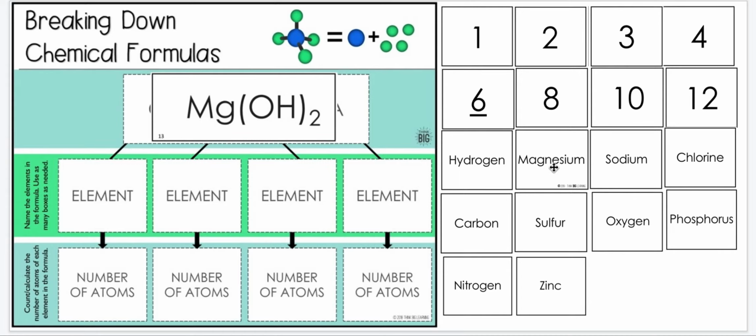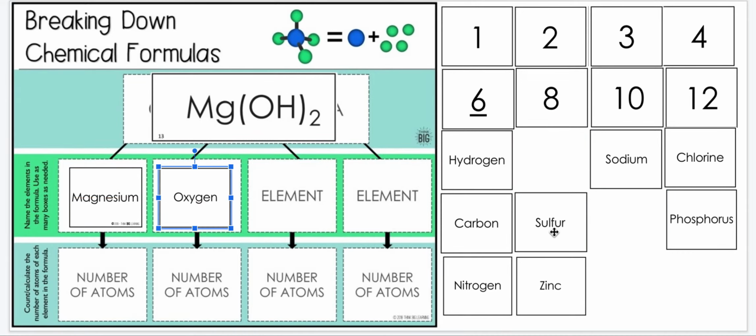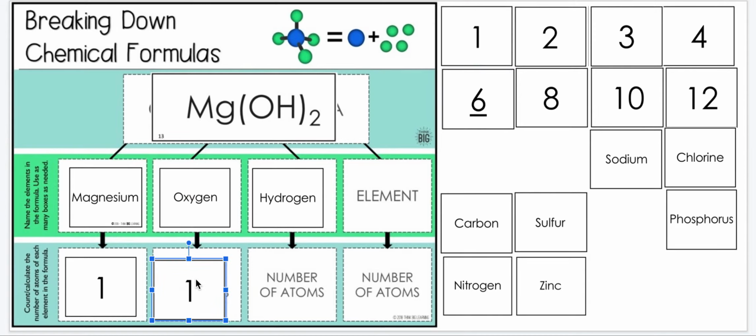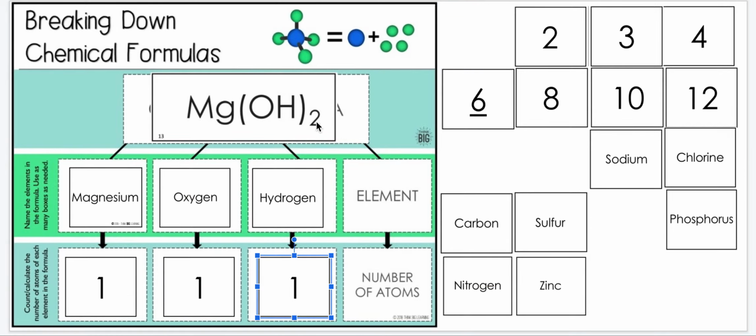Mg(OH)2. I have magnesium, I have oxygen, and I have hydrogen. And I have no subscripts on any of them, so they all get the invisible 1. But then I come back and I look at my subscript of 2 outside my parentheses. That 2 is going to get multiplied by the oxygen and the hydrogen. 1 times 2 is 2 for oxygen, and 1 times 2 is 2 for hydrogen.